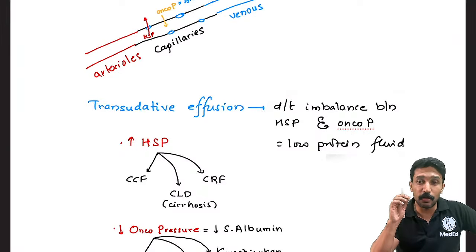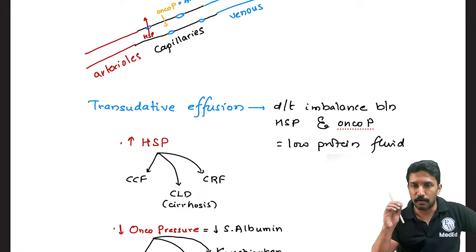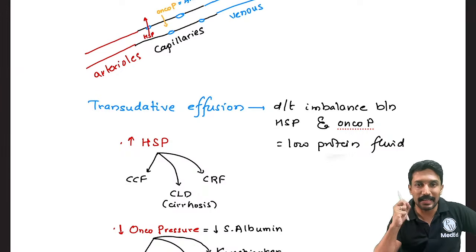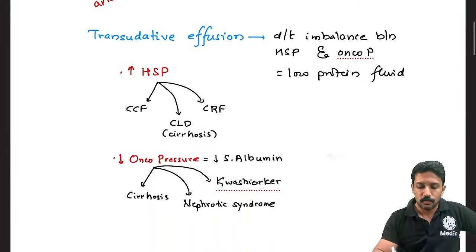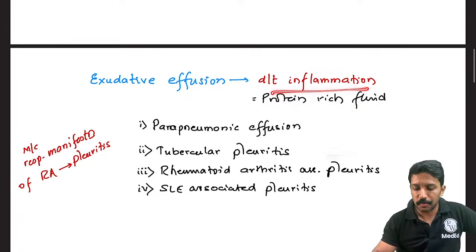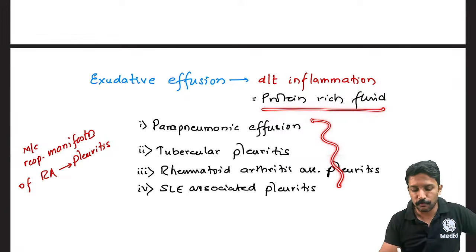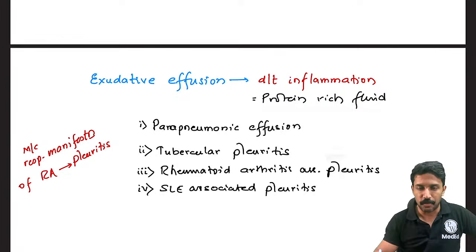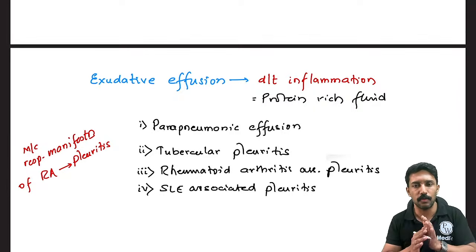Such fluid will be low in protein because fluid is not leaking through injured capillaries, it is leaking through fenestrations. It will not have high molecular weight substances like protein. That fluid is called transudative. So it can happen because of high hydrostatic or low oncotic pressure. And if there is inflammation, there is injured capillary through which inflammatory exudative fluid is leaking, that will be protein rich. So that fluid will be called exudative fluid. Wherever you have itis or inflammation, you should think about exudative.